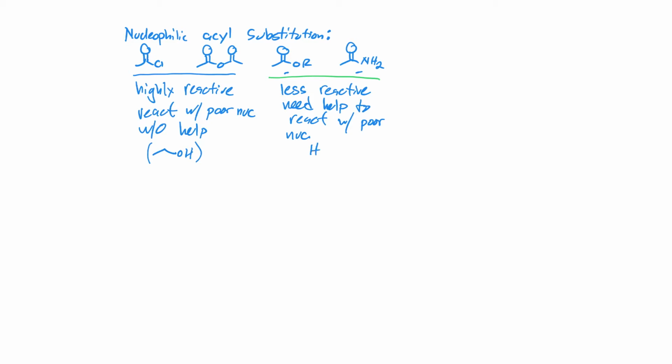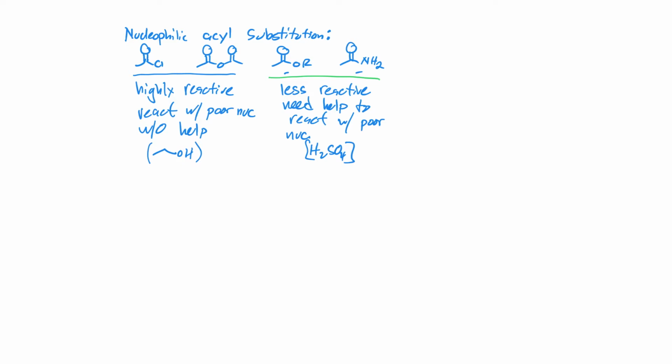And so that help generally comes in the form of catalytic acid. If we protonate the carbonyl carbon of these compounds, we make them into better electrophiles, and thus they are more likely to react with poor nucleophiles. These 2 compounds, the acid chloride and the anhydride, are already good electrophiles. They do not need help to react with poor nucleophiles.